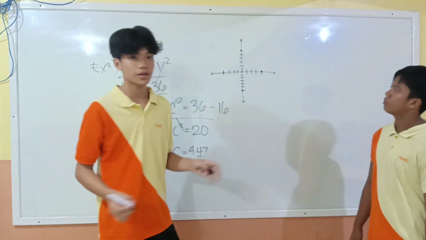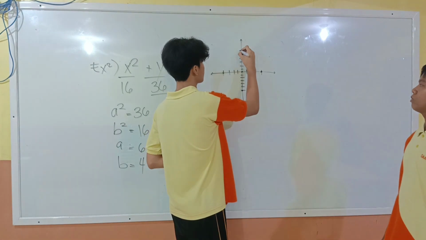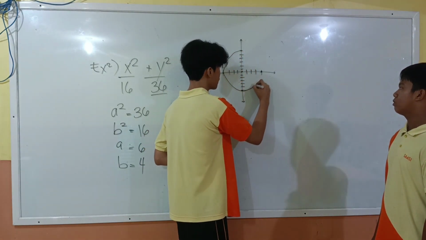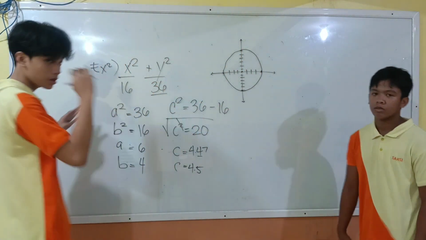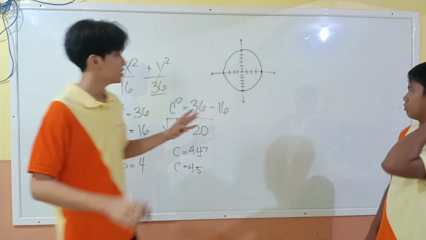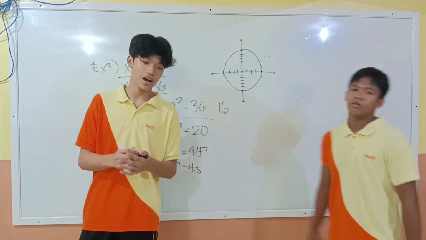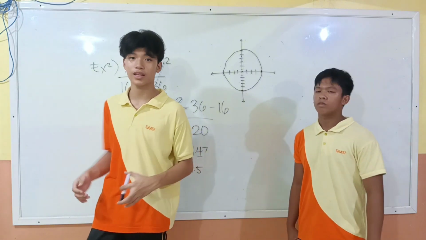Now that we've determined every part of the ellipse, we graph it. So we just match the points. Try your best to make it as perfect as possible. So this one looks like a circle, but it is an ellipse. So that's it for conic sections, and specifically circle and ellipse.